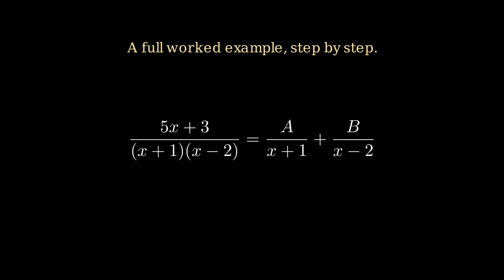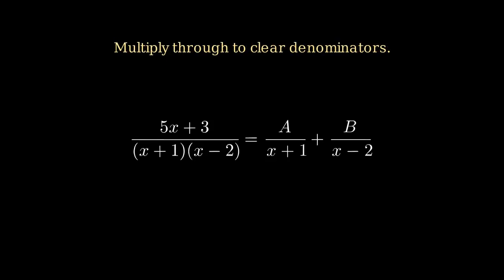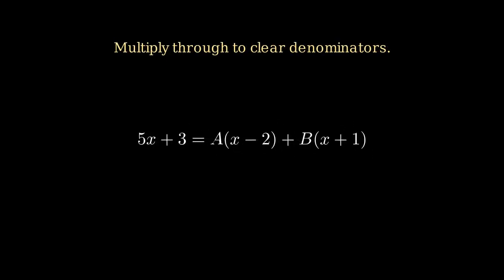Take (5x + 3) over the quantity (x + 1)(x - 2) and write it as a over (x + 1) plus b over (x - 2). Before we solve it properly, take a guess. What values of a and b do you think could rebuild this fraction? Multiply both sides by the quantity (x + 1)(x - 2) to clear every denominator. This gives 5x + 3 equals a times (x - 2) plus b times (x + 1).